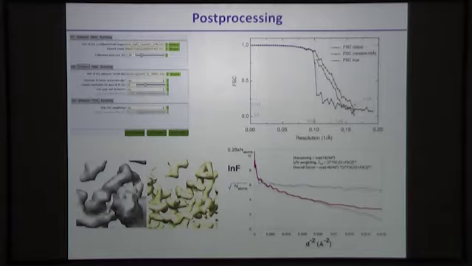And the other thing that you can do during post-processing is sharpen your map. And you need to do this in order to actually see what the high resolution features are. So this would be an unfiltered map and a filtered map after post-processing. You can see that the resolution of this map is around 3.5, 3.7. Before filtering, you cannot see any high resolution features. After that, you can see side chains and these helices, etc.